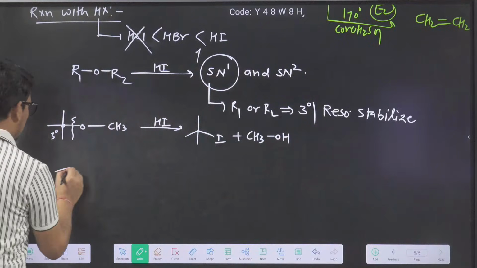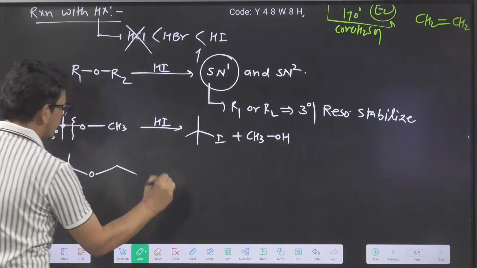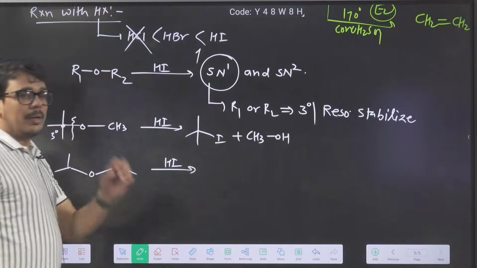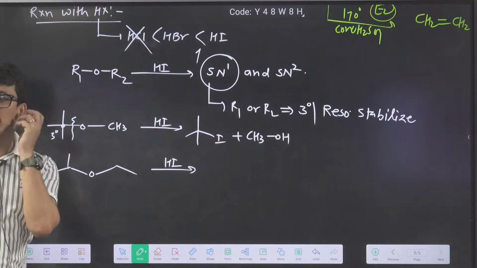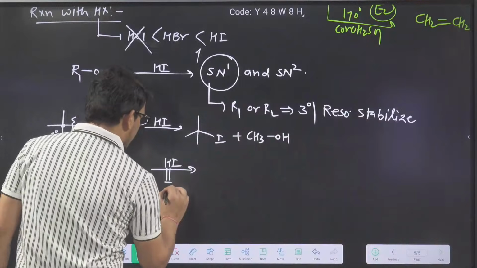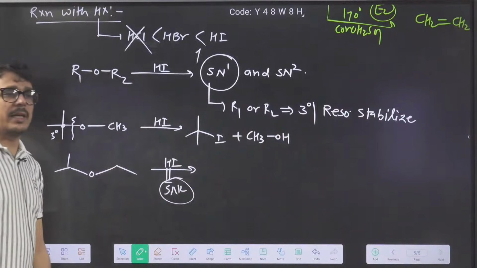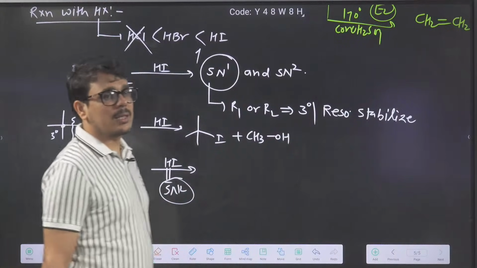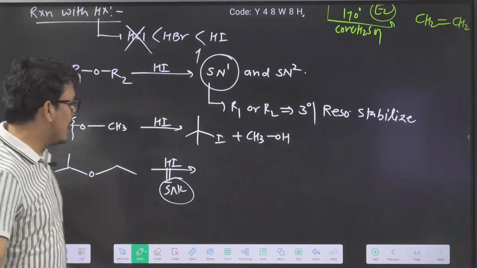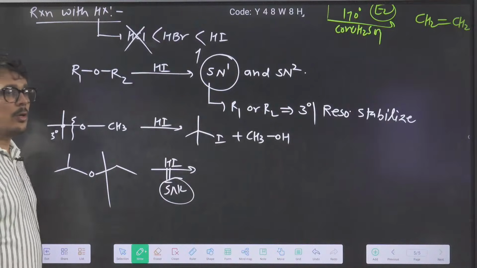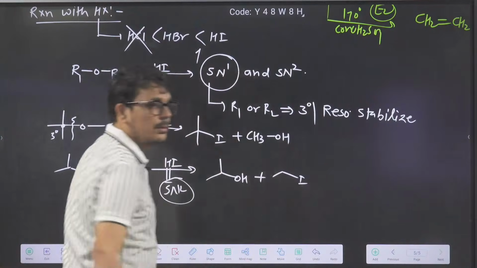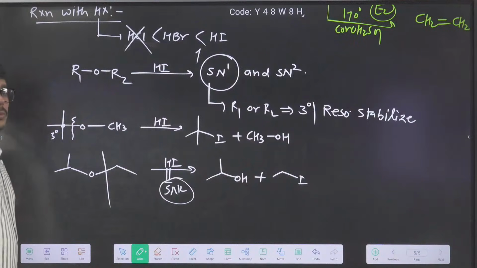Now if I take this one, which is reacting with HI, tell me now, SN1 or SN2? SN2. So now SN2 will be from the less crowded or more crowded side? Less crowded. So the less crowded one will be this bond. So in this case, the product will be this one. Clear to everyone, yes or no?